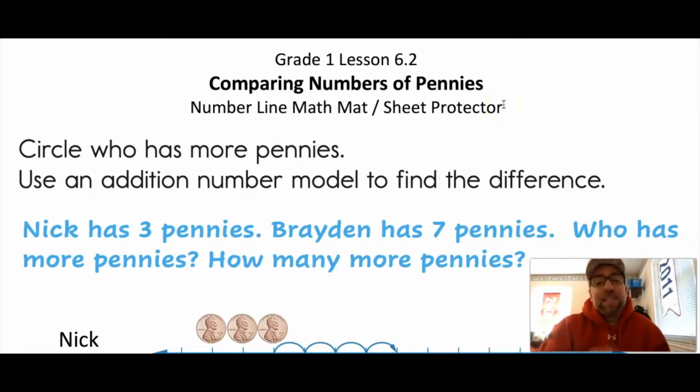So today, this is a review skill. These are comparison number stories. When we compare, we think about how many we have, and then we think about how many somebody else has. Who has more, who has less, how many more, or how many less. So let's take a look as we do some practice problems for this review skill.